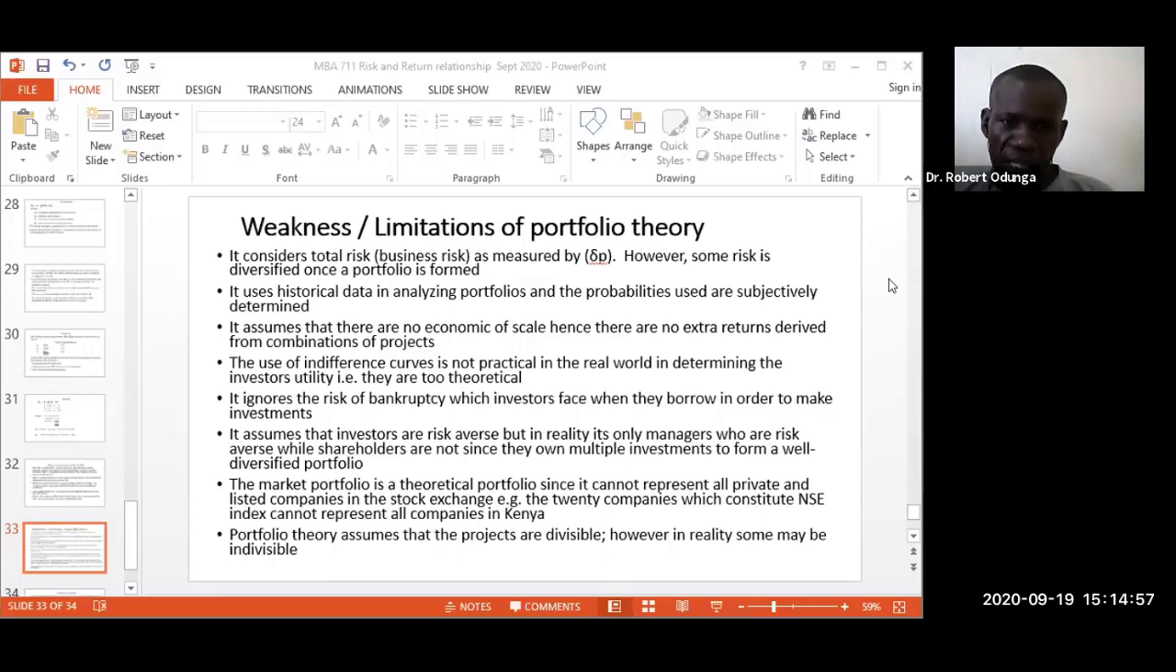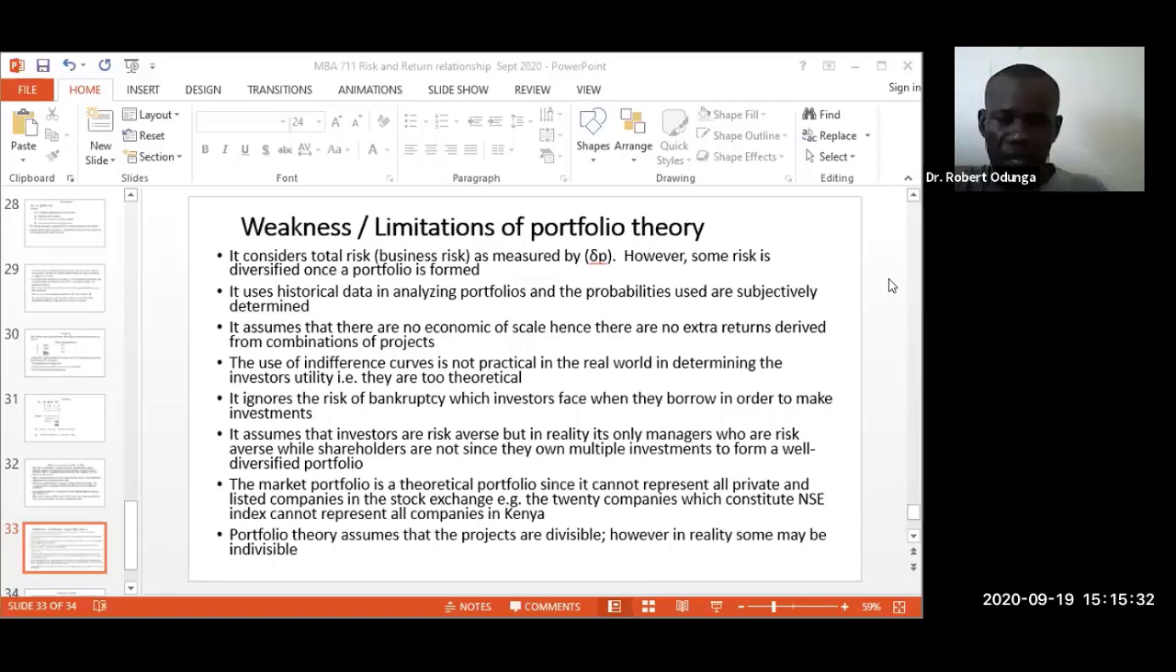Now, it uses historical data in analyzing portfolios, and the probabilities used are subjectively determined. Okay? You know, there's no basis of determining a probability. And as we know, probability can be between 0 and 1. All right? So how do you come up with a probability? It's just probably out of the historical data that you have analyzed, and then you can project based on the historical data that you have.